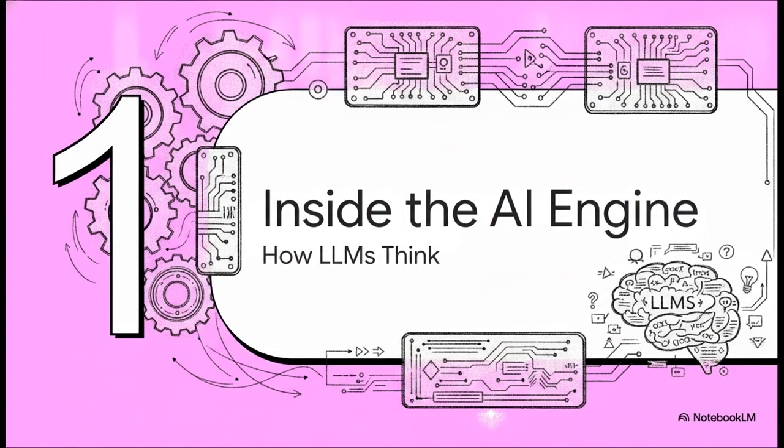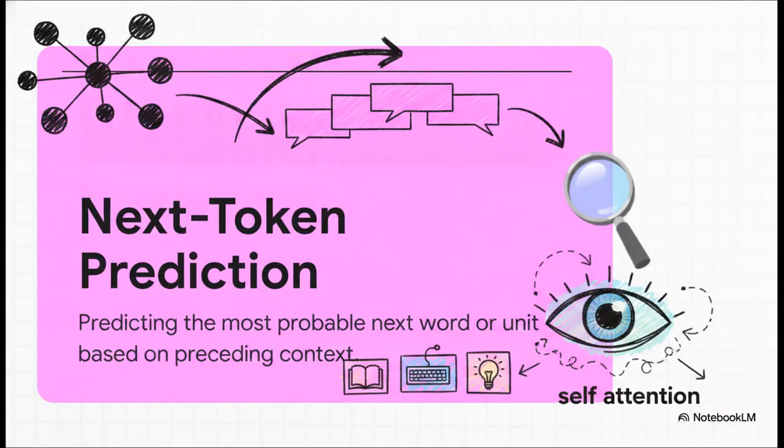Section 1. Inside the AI engine. How LLMs think. So before we can effectively direct our new AI crew, we kind of need to know how they operate under the hood. The secret sauce behind these large language models, specifically the ones using the transformer architecture, is a little thing called next token prediction. Rather than following strict grammatical rules, these massive neural networks are trained on mountains of text to simply predict the most probable next piece of a word, or a token, based on the context that came right before it. And what makes this so incredibly powerful is the self-attention mechanism.